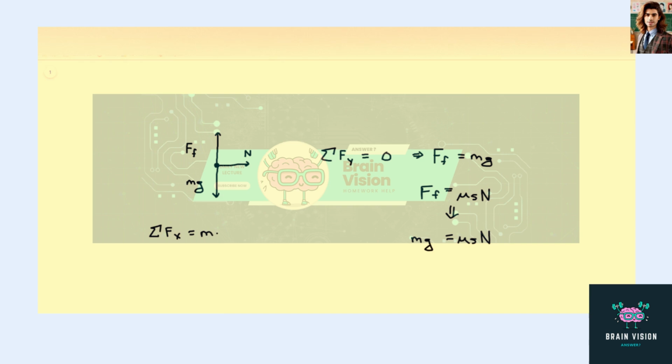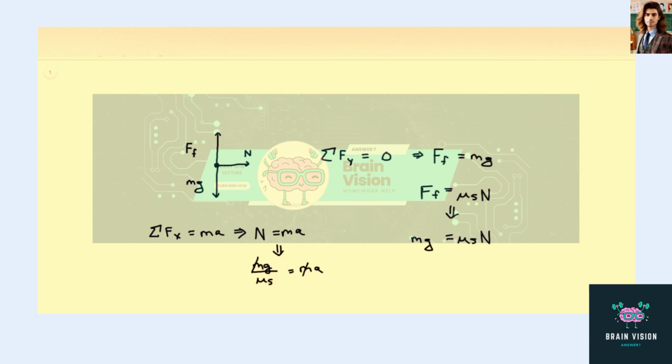Now we're ready to apply Newton's second law in the x direction. In this case, there is an acceleration, so we can't set it equal to 0. We have to set it equal to m times a. Now the sum of the forces in the x direction is just n, so we know n is equal to ma. And we can also plug in a value for n because of this here. Doing that, we get that mg over mu s, which is just n, is equal to ma.